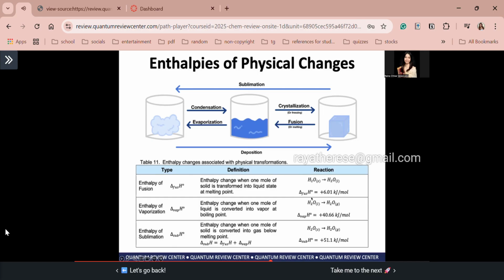Okay? Next, the enthalpy of vaporization, delta vap H, is the enthalpy change when 1 mole of liquid is converted into vapor at boiling point. So from liquid to water vapor. Lastly, for the enthalpy of sublimation, delta sub H, it is the enthalpy change when 1 mole of solid is converted into gas below melting point. So basically, the enthalpy of sublimation is just the sum of the enthalpy of fusion and the enthalpy of vaporization. So this occurs in sublimation where solid converts into gas. Okay? So tandaan guys, ang mga terms na to. Okay?